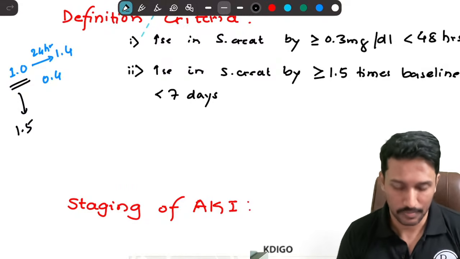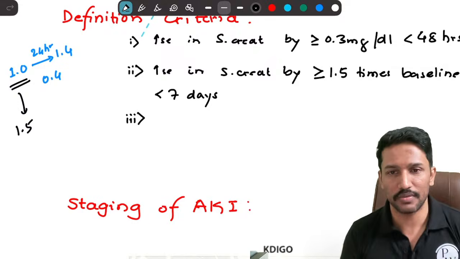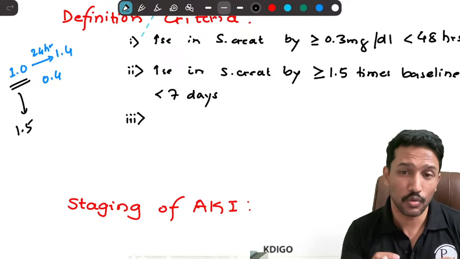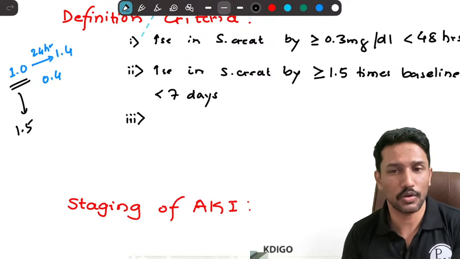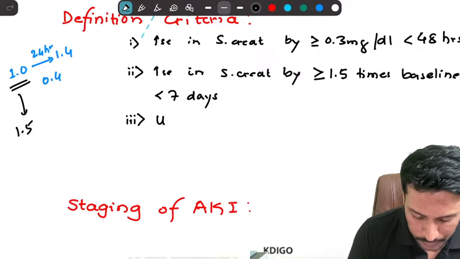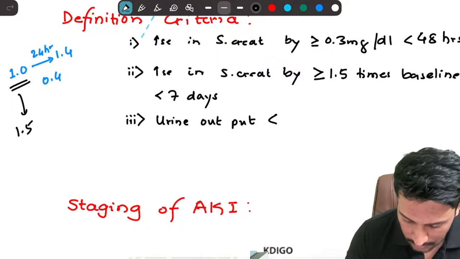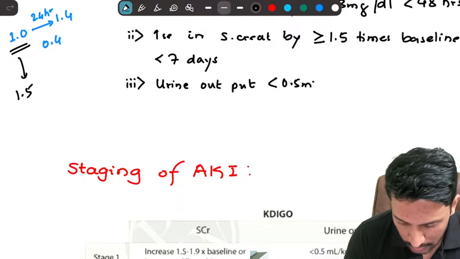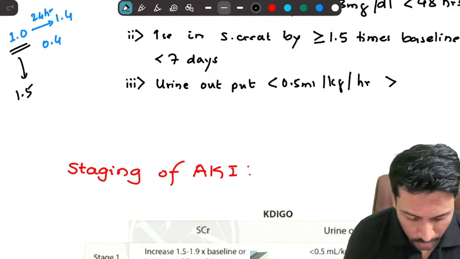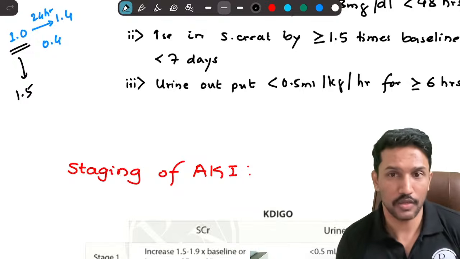That's the second criteria. The third one is based on urine output. Because not all renal dysfunctions are related to rise in creatinine or urea. Even decreased urine output means that the kidneys are dysfunctional. So that's why the third criteria is based on urine output. Urine output less than 0.5 ml per kg per hour for more than or equal to 6 hours. Then we can call it as AKI.